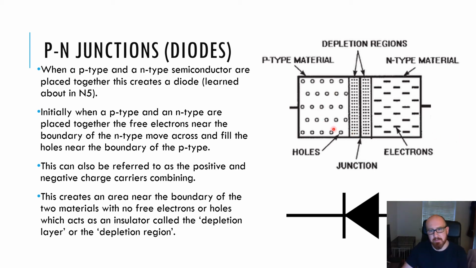So if we want this p-n junction to conduct or do anything for us, we're going to have to get rid of this depletion region or depletion layer, or else it won't conduct at all. And if we're not careful or do it the wrong way, we might actually make this depletion layer bigger.